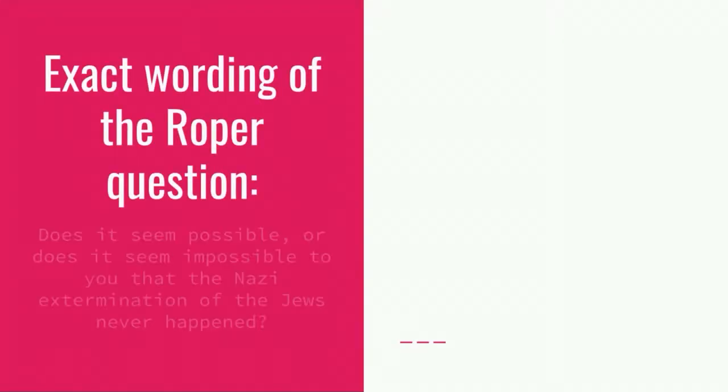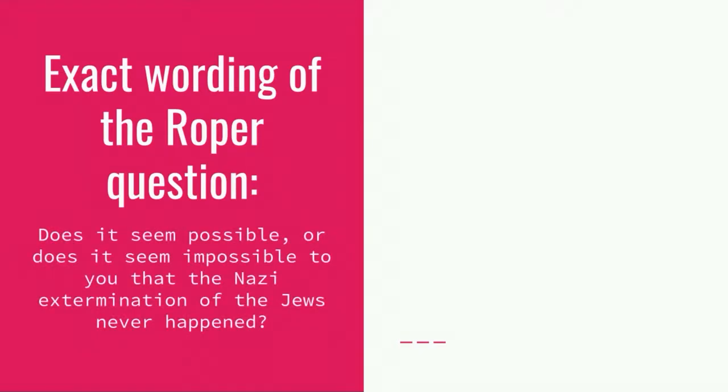looked at the question that was asked in the particular survey that they used, and the question that was asked was this: does it seem possible or does it seem impossible to you that the Nazi extermination of the Jews never happened? So it's a little bit of a confusing question. Saying yes actually says you think it's possible it never happened, whereas maybe a lot of people said yes, it happened. So that led to some problems.